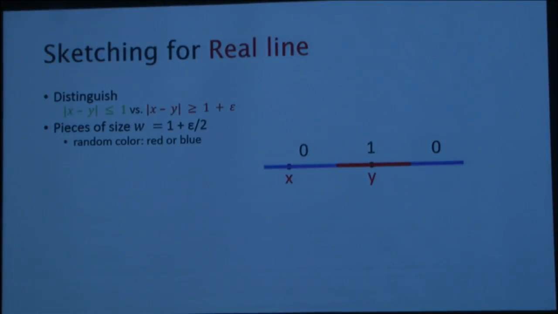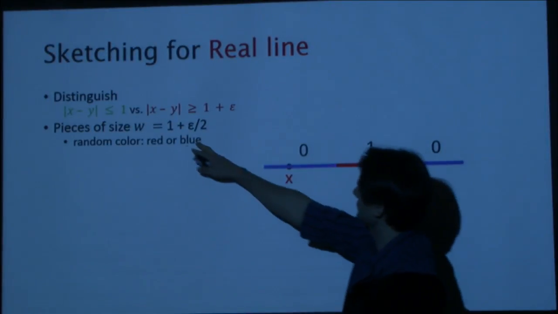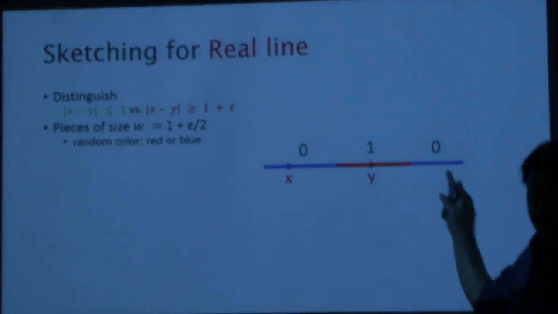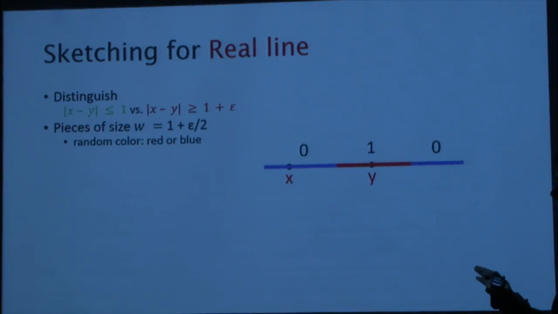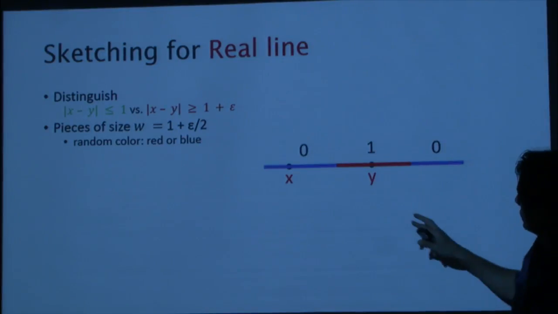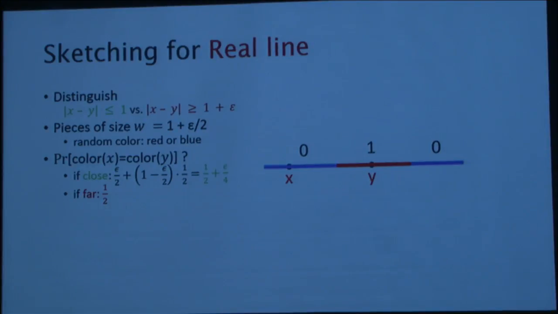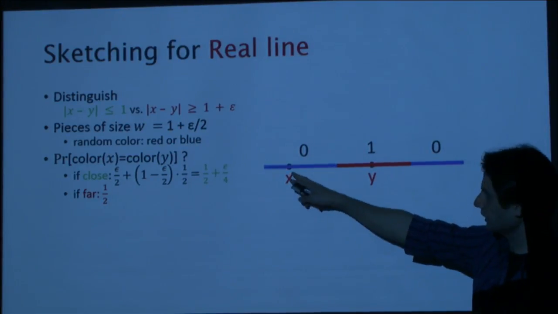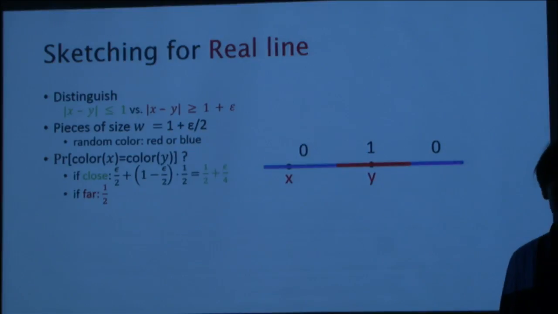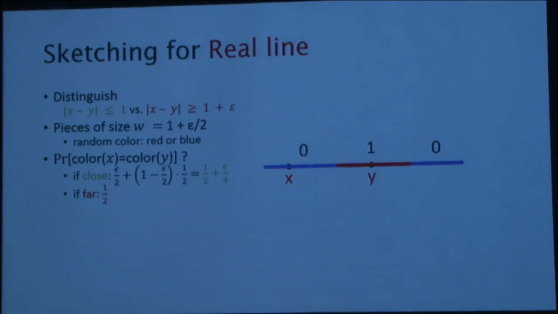Let's say we take the real line and partition it into pieces of length w, which is (1 plus epsilon) by 2, which are shifted randomly. Just a classic randomly shifted grid, but one-dimensional. So we have different buckets, or intervals. We just color them randomly, either red or blue. And for every point, the color will be its sketch. So we obtain a sketch that has just a very small advantage, but some non-trivial advantage.